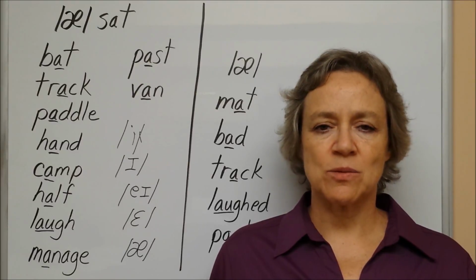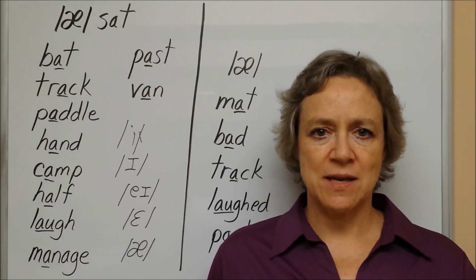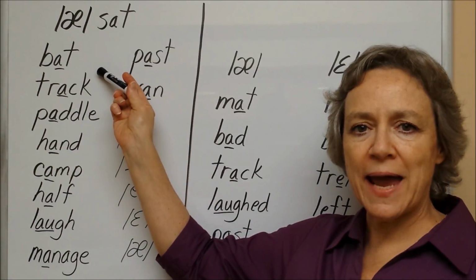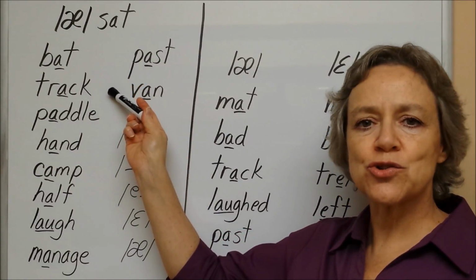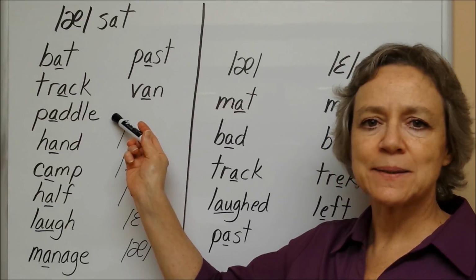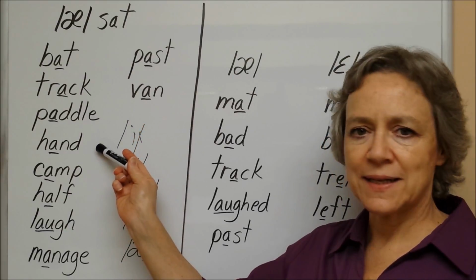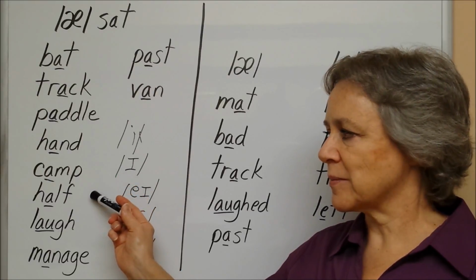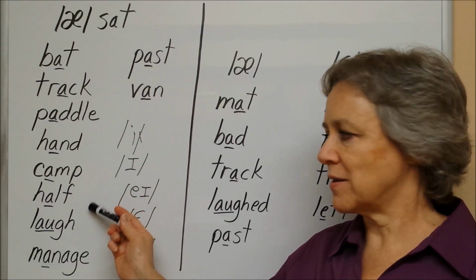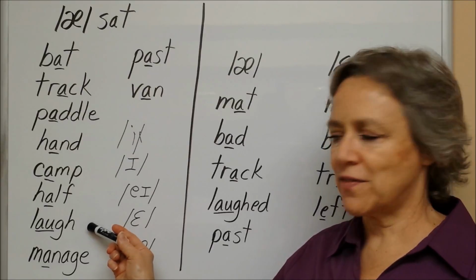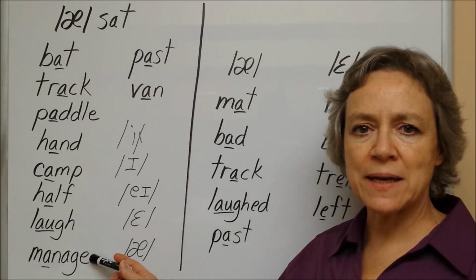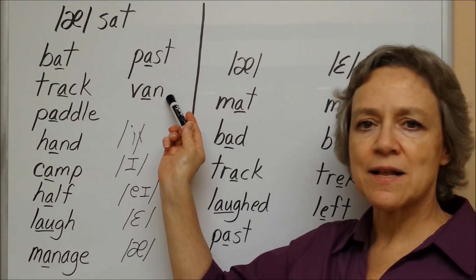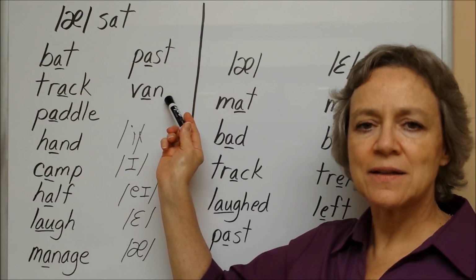Let's practice saying some words that contain the sound a. Bat, track, paddle, hand, camp, half, laugh, manage, past, van. Let's do that again.